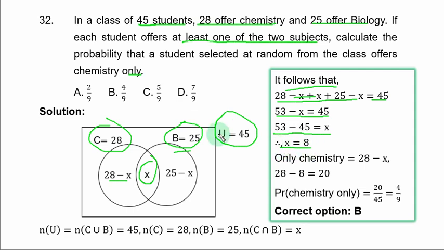So only chemistry is 28 minus S. That is 28 minus 8 equal to 20. So the probability of chemistry only is equal to those that offer only chemistry, 20, over total students in the class. If you reduce by dividing by 5, you have 4 over 9. B is the correct option.